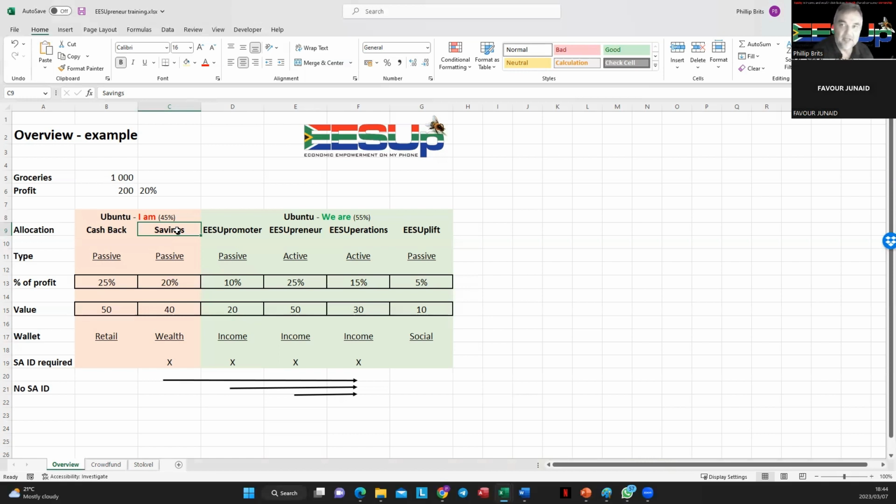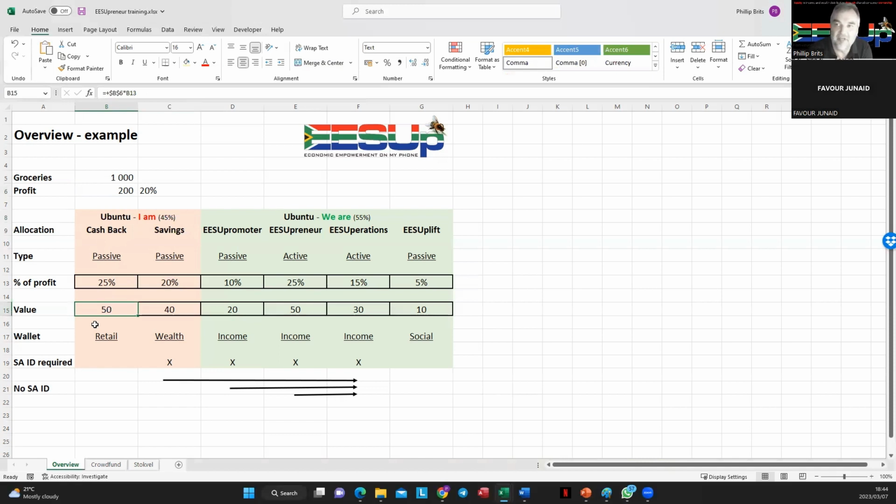Okay. So the model that we've developed is to ask how we can take that profit and rectify income distribution and wealth distribution using groceries. From the perspective of the person who buys, we're allocating to them 45% of the profit from those groceries. 25% of that profit is, from an income distribution point of view, improved disposable income.